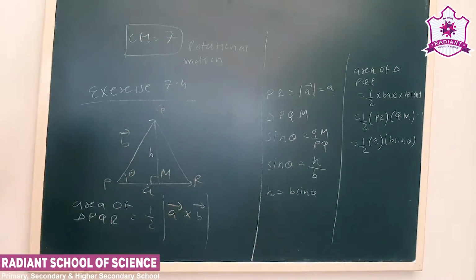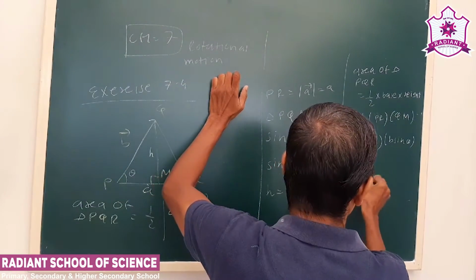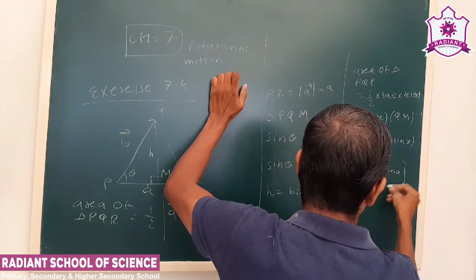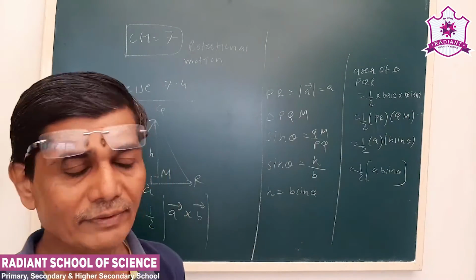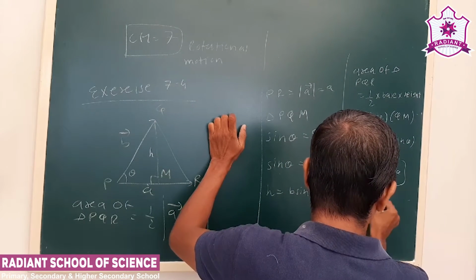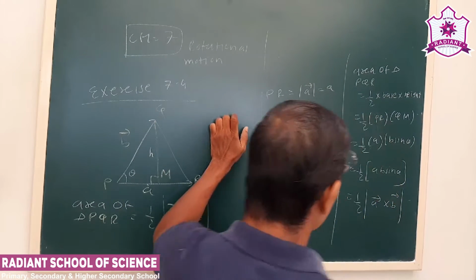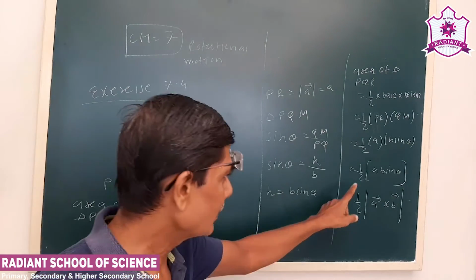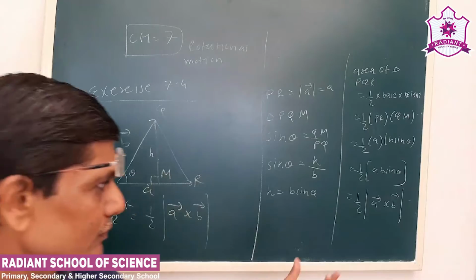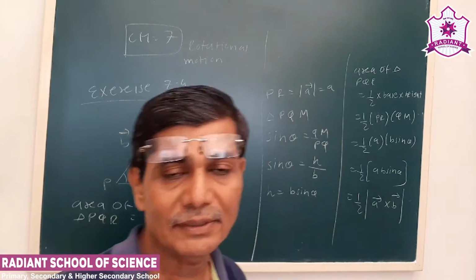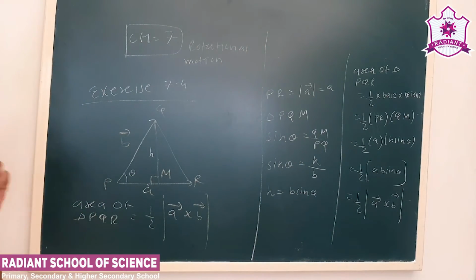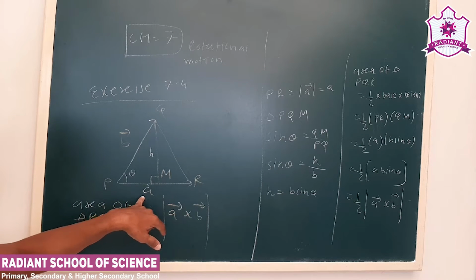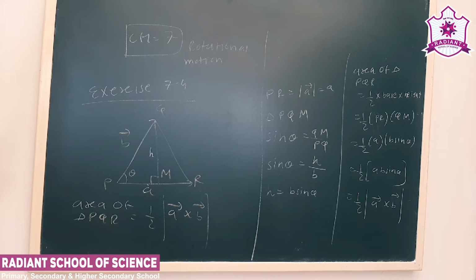Now this we can write as AB sin theta. AB sin theta is the magnitude of the vector product of A and B. So the area of triangle PQR is nothing but half AB sin theta, which represents the magnitude of the cross product or vector product of A and B. This is how we can prove that the area of triangle PQR is equal to half of the magnitude of the vector product of A and B. So this is about exercise sum number 7.4.